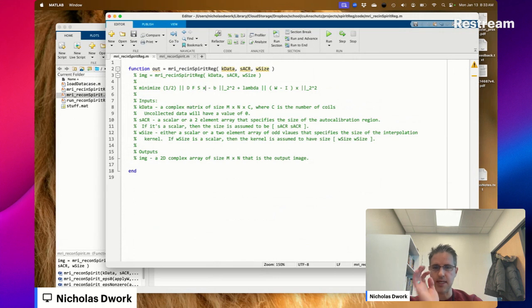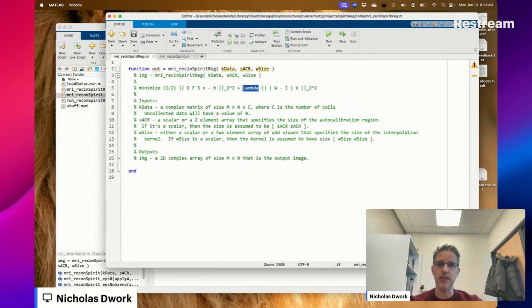So this says that if I take the image X, multiply by the sensitivity maps, take the Fourier transform, and then just look at the data values that were collected, look at the frequencies that were collected, those values should match the data that was collected by the machine well. That's what this first term says. And so we sometimes call this term the data consistency term.